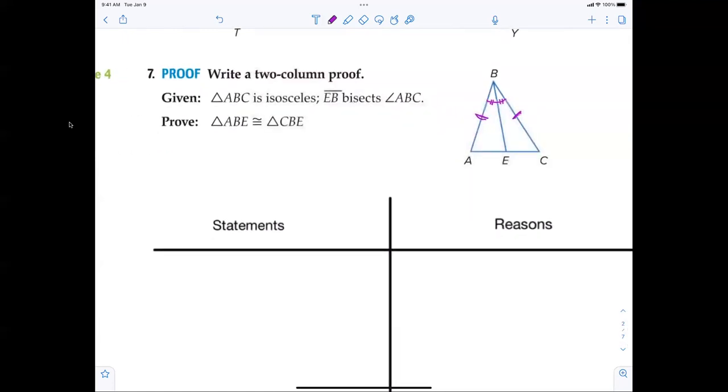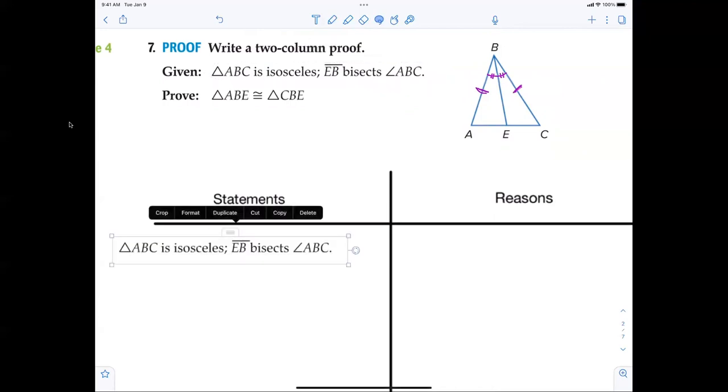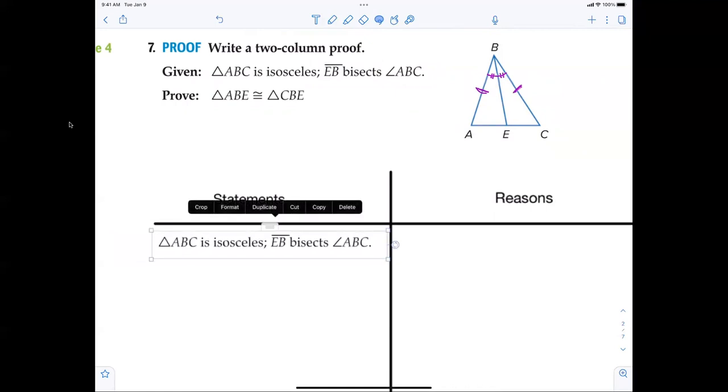All right. So here we go. Let's go ahead and write out the given, or copying it is perfectly fine.